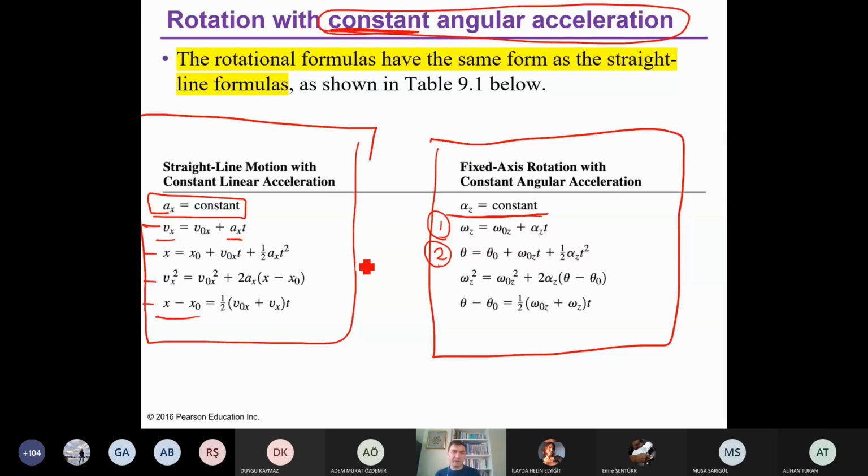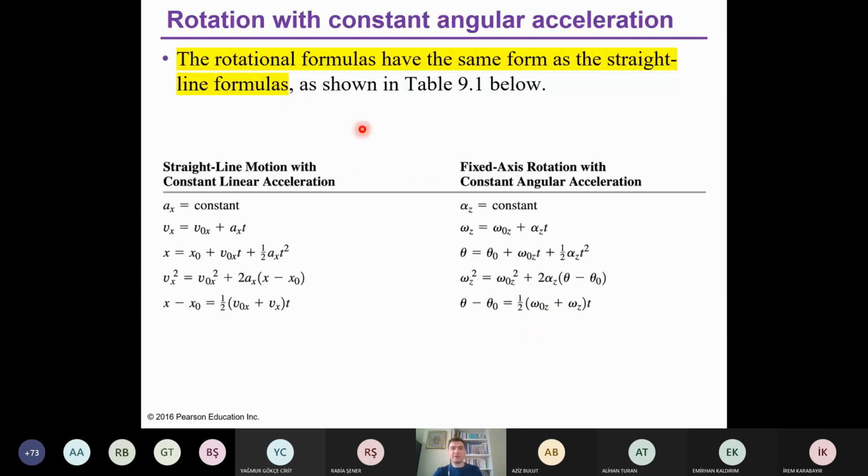So they are similar. Also for the third one and the fourth one, you can see that they are similar to each other. Instead of x or y or z, here we use just theta. Instead of v, we use omega, angular speed, angular velocity. Instead of a, we use alpha in rotational motion. Now within this part, I will derive all these equations. I have told you that you can use these equations for fixed axis rotation with constant angular acceleration, and within the following transparencies, I will show you how to get these 4 equations for constant angular acceleration. Let me start with the first one.